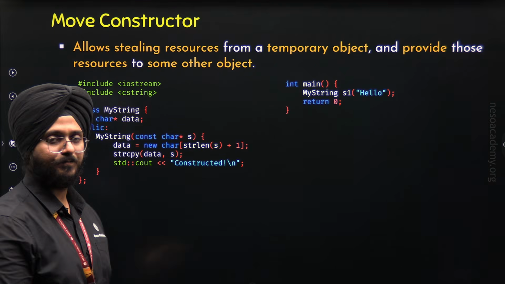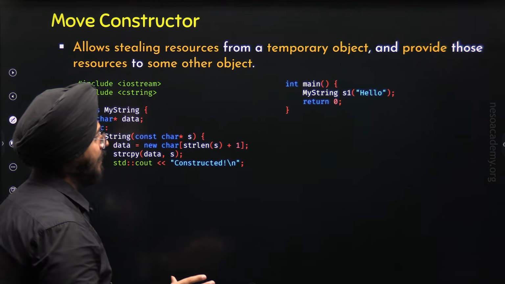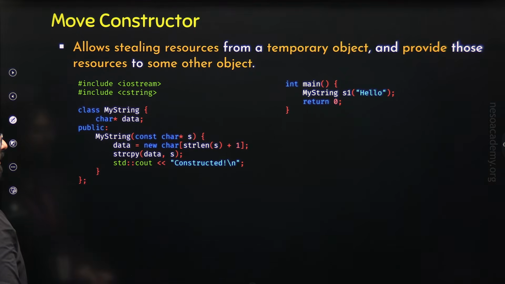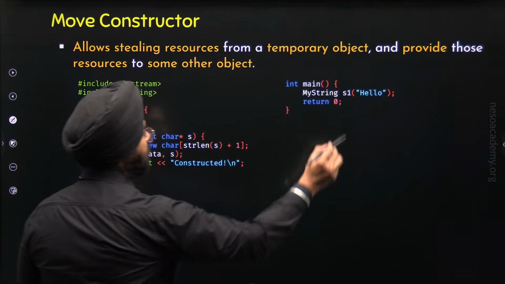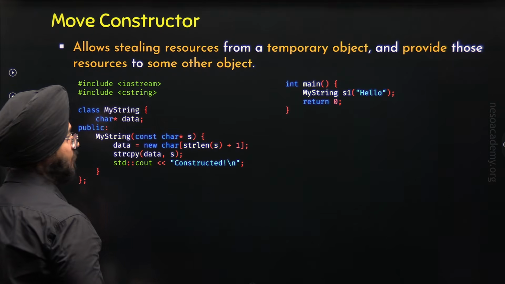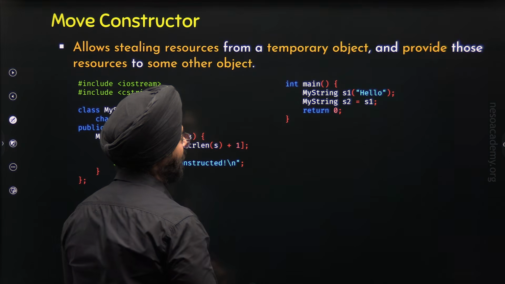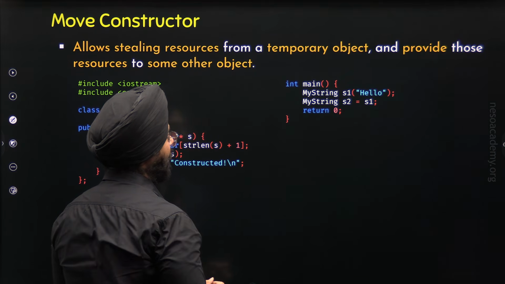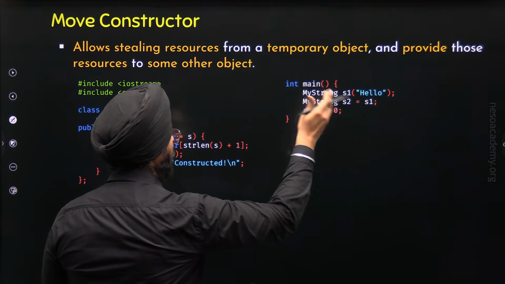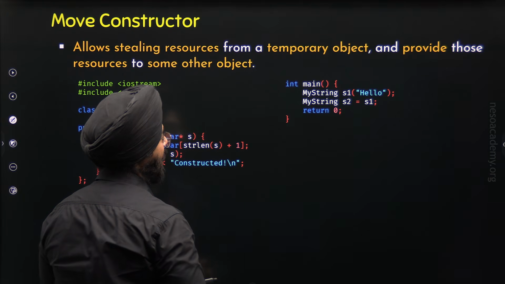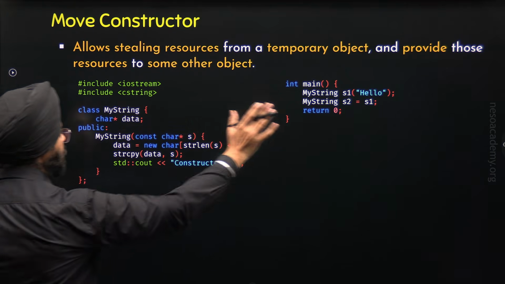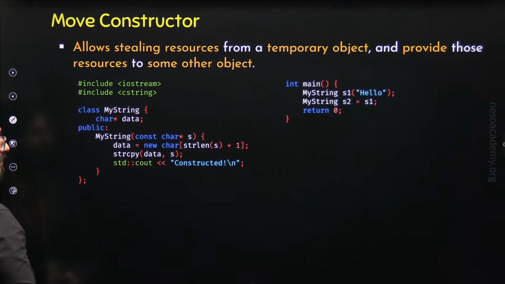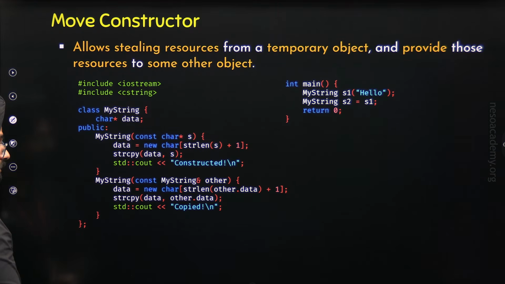displayed on the screen. Now let's say I want to create a new object as the copy of this object s1. For this purpose, I have written this line. s2 is the new object that is created as the copy of s1. Here we need to define the copy constructor for this purpose. This is how the copy constructor looks like.